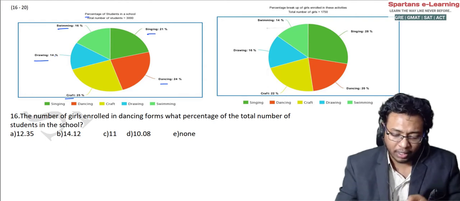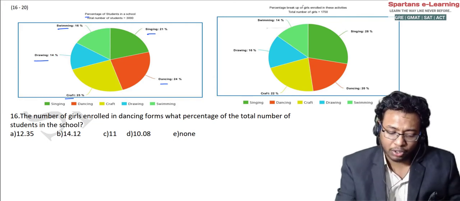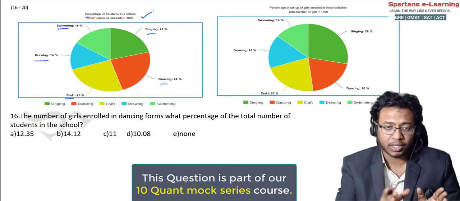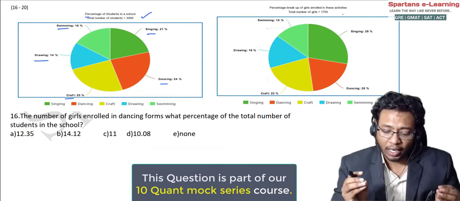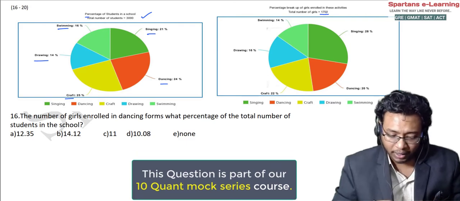Similarly, here there is one more pie diagram, the percentage breakdown of girls. The first pie diagram is about total students and the activities they are involved in, in terms of percentages. The second pie diagram is about only girls, and the total number of girls is 1750. That's what is given in the information.